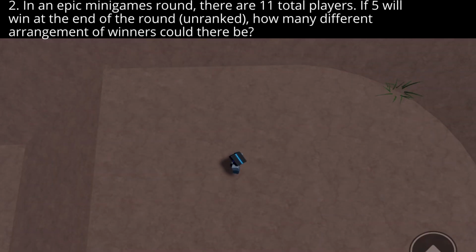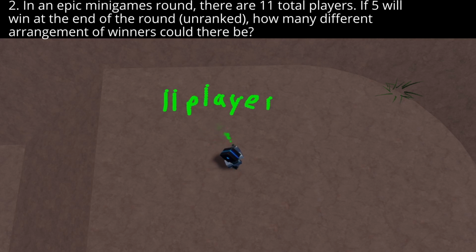In problem 2, we have that in an Epic Minigames round, there are 11 total players. If 5 will win at the end of the round, unranked, how many different arrangements of winners could there be? So let's write down the important numbers first. We have 11 people that are players, and out of those 11 players, only 5 will win. So I'm going to write 5 winners.